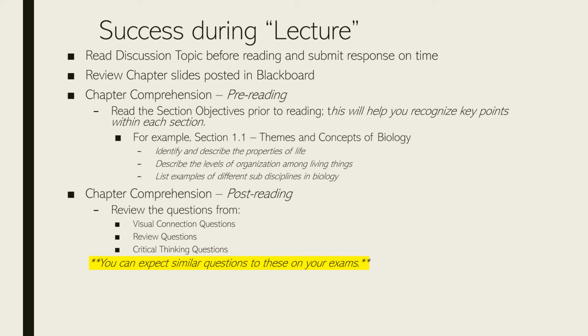So when you get to the textbook, make sure that you look at the objectives that are before each section. These will really help you. So for instance, section 1.1, themes and concepts of biology. Before you read that section, look at those objectives. In that case, it is identify and describe the properties of life, describe the levels of organization among living things, list examples of different subdisciplines in biology. If you've read those objectives before you read, then when you read, that will become so much more readily visible to you.